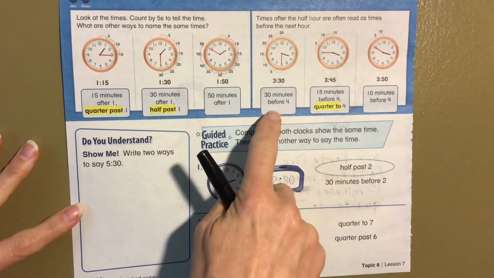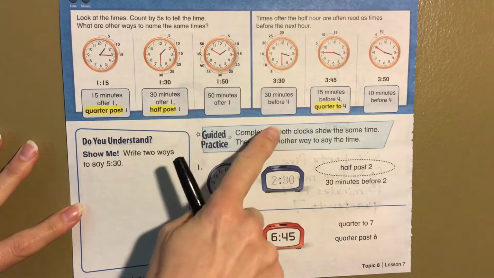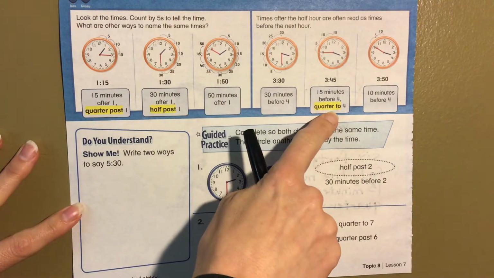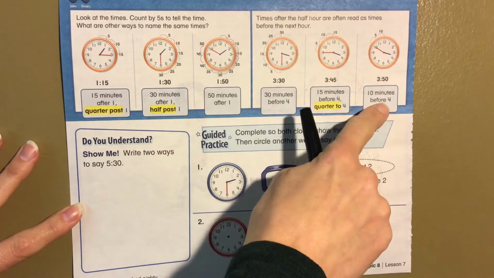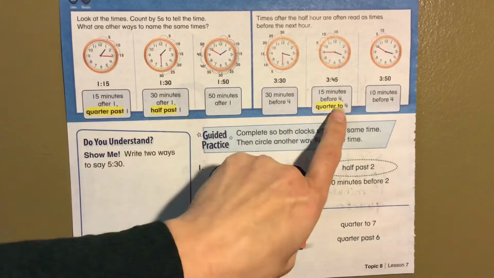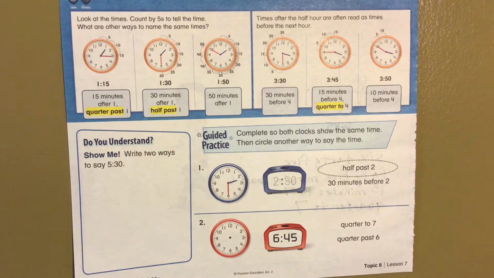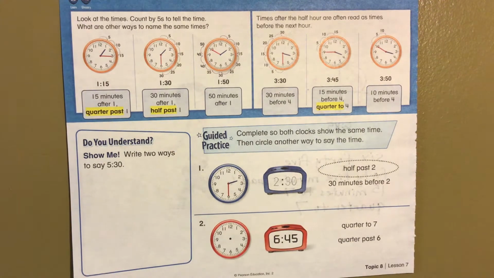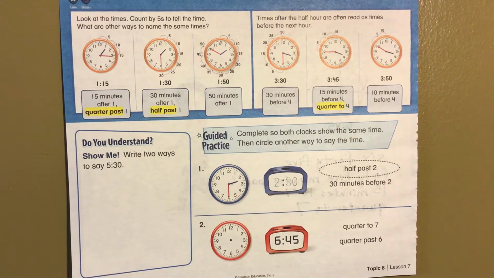Okay, we can also do the before. It is 30 minutes before 4. It is 15 minutes before 4, or 4:45, or 10 minutes before 4. So we can use these after, before, half past, and quarter past or quarter to help us understand exactly what time people are talking about.